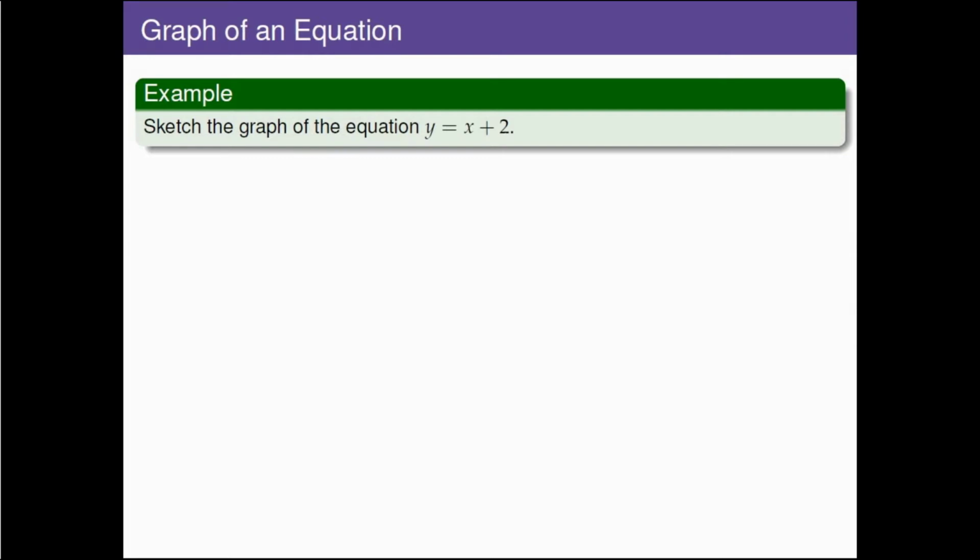Recall that this equation, its graph is a line. So we get some points on this line. If x equals 0, then y equals 2. So the point (0, 2) is on the graph. If y equals 0, then x equals negative 2. So the point (negative 2, 0) is on the graph.